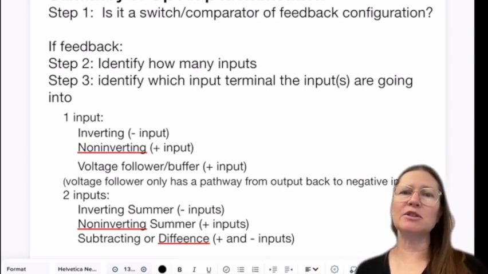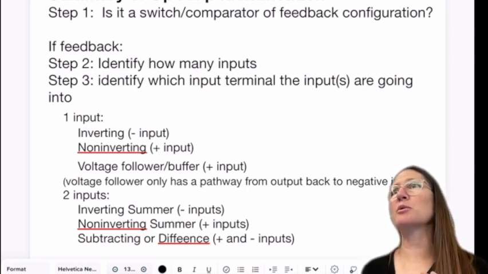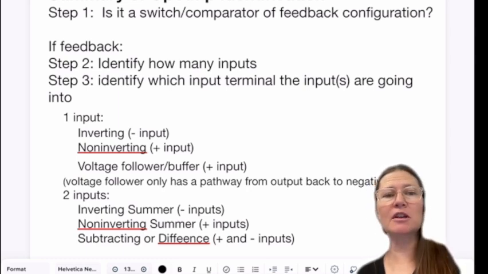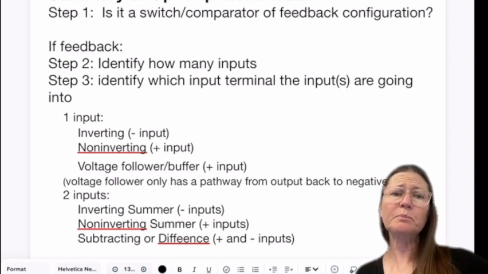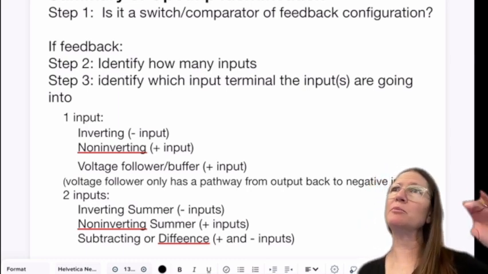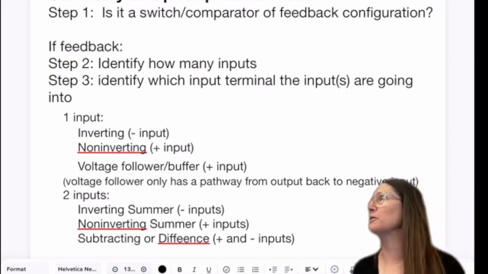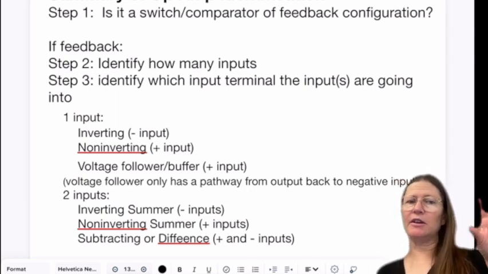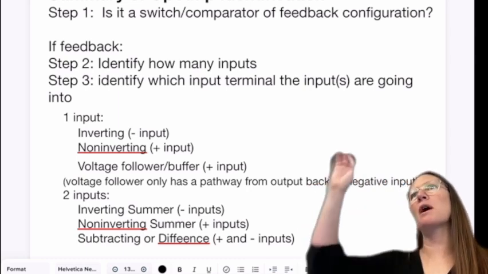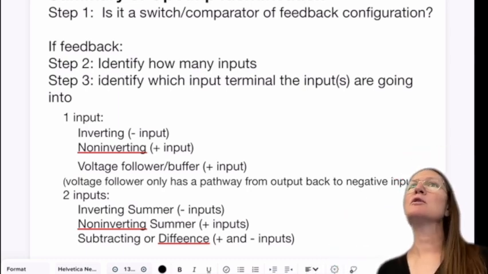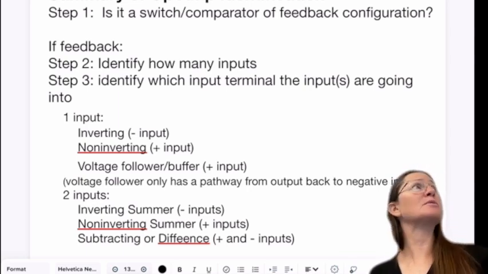For the feedback, you need to identify how many inputs there are and which input terminals the inputs are going into. I tried to summarize those. So one input, it's going to be inverting, non-inverting, or voltage follower buffer. Inverting is the negative input, non-inverting is the plus input, and the voltage follower buffer will be the plus input. The difference between non-inverting and the voltage follower is that the voltage follower only has a pathway from the output back to the negative input. It doesn't have that other connection from the negative terminal pathway to ground. So that's the difference between those two.